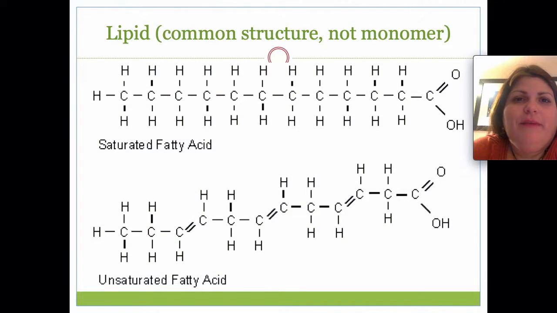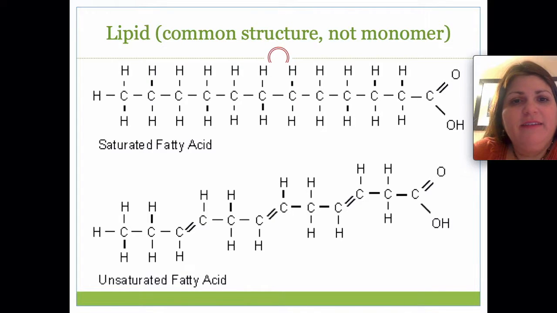Our next type of macromolecule also functions in energy, although it has lots of other functions as well. The next type is called lipid. Lipid's a little bit different. It doesn't quite have a monomer per se. In other words, it's not one thing that repeats over and over again, although it is made up of several different parts. Here are two examples of it.